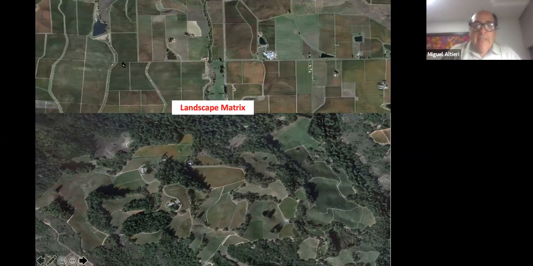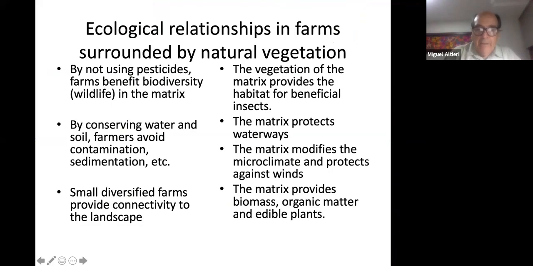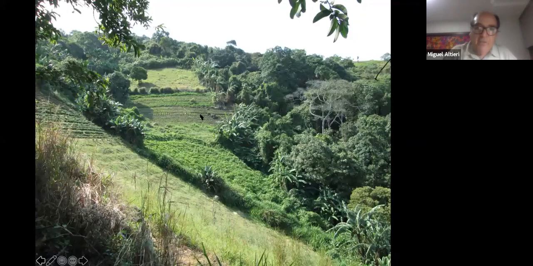And when we have a farm like this that is surrounded by natural vegetation, there are better conditions for agriculture. Not only do microclimatic conditions improve, but these patches of vegetation provide habitat for many beneficial insects and other organisms. They also provide biomass, they conserve water, et cetera. They have many, many services. So you can see here that the farm will benefit the natural vegetation and the natural vegetation will benefit the farm. How does that happen?